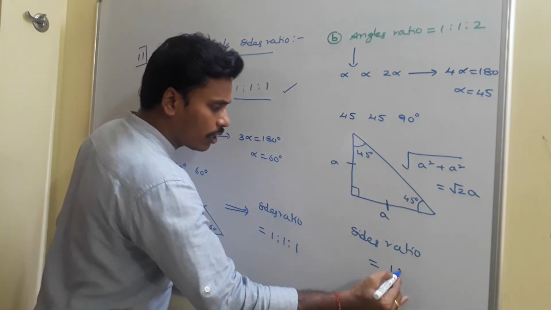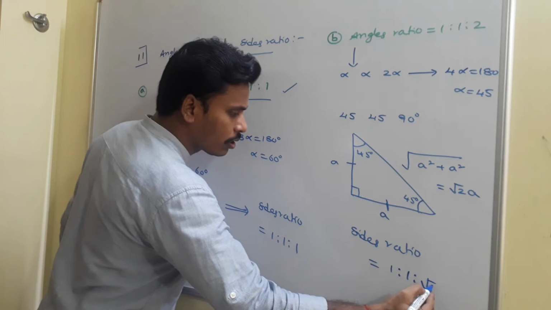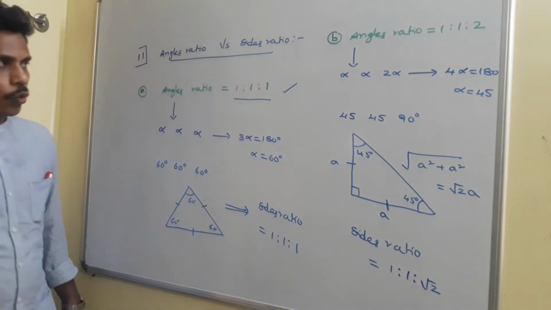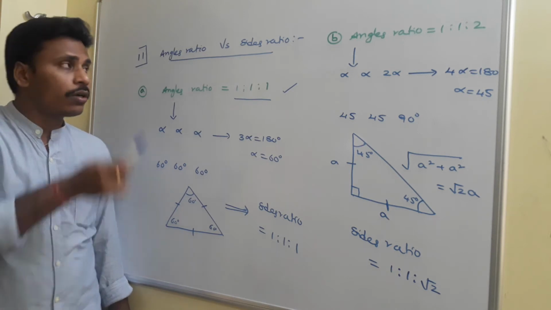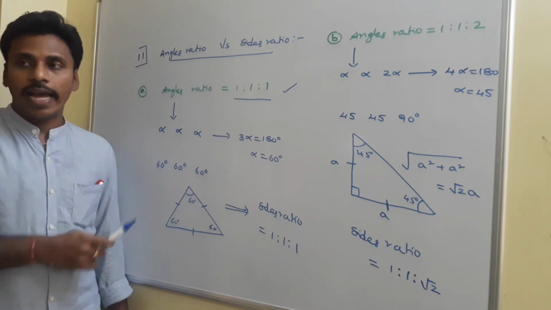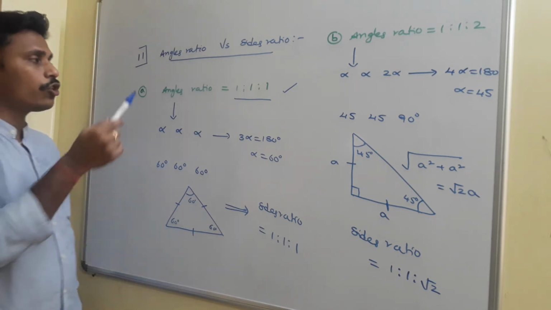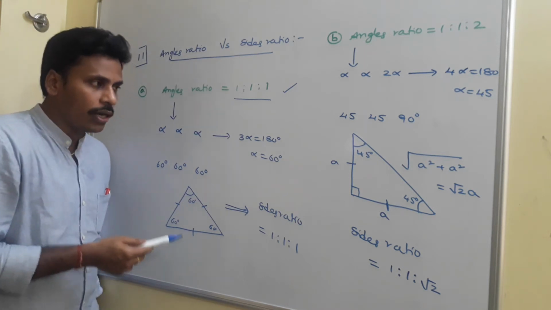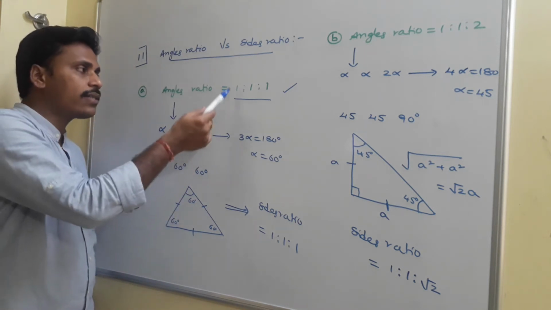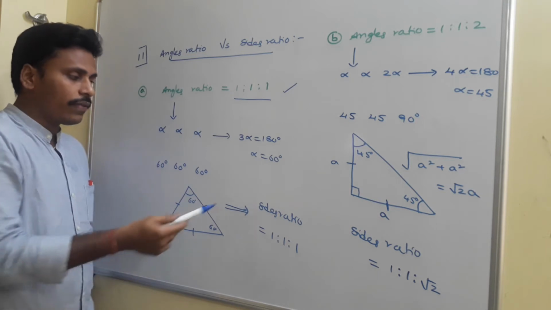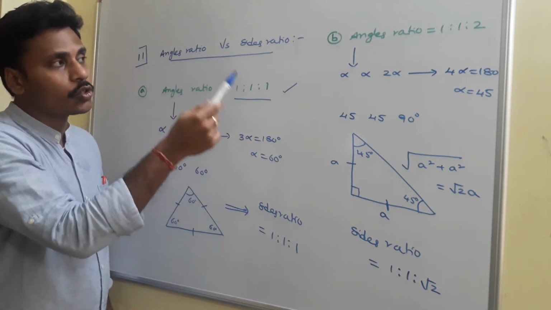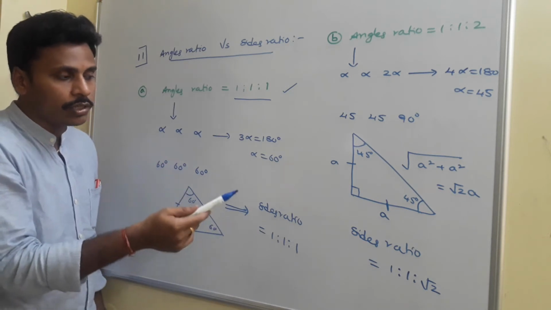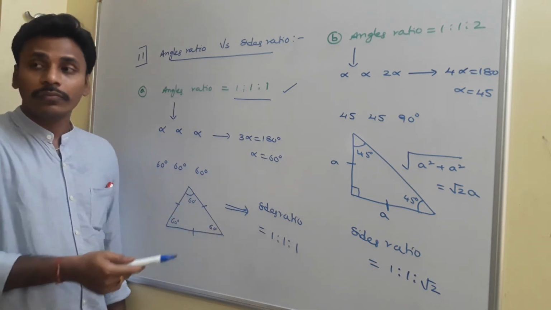If you cancel out that a, then the sides ratio is 1 is to 1 is to root 2. Have a look at the board. We are discussing sides ratio versus angles ratio. If angles ratio is known, then we can calculate sides ratio. If angles ratio is 1 is to 1 is to 1, then sides ratio is 1 is to 1 is to 1. If angles ratio is 1 is to 1 is to 2, then sides ratio is 1 is to 1 is to root 2.